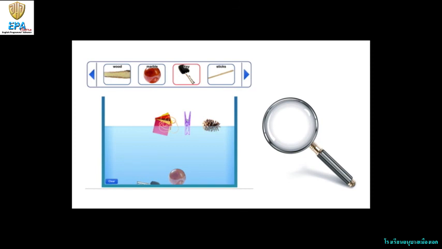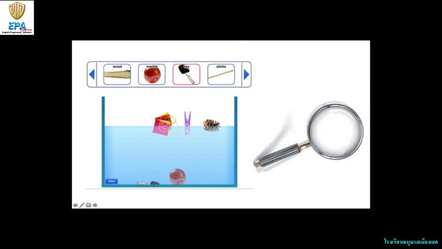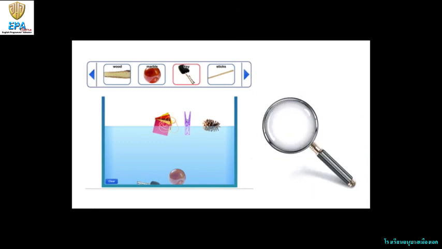Now let's count how many objects are floating. Count with me. 1, 2, 3. Now, how many objects are sinking? 1, 2. Very good, kids. You counted with Teacher Joe.